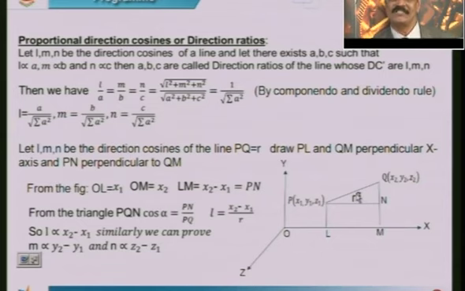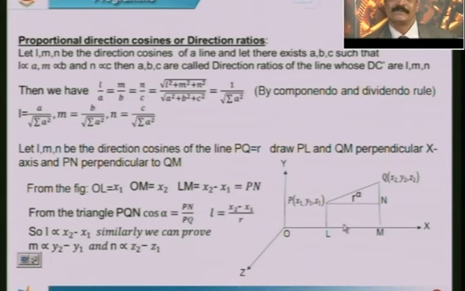Then you will be getting cos gamma equal to, exactly similar to this, z2 minus z1 by r. But cos gamma is n, therefore n is proportional to z2 minus z1. That proof is not given here, but that is more than sufficient. Once you prove l equal to x2 minus x1 by r, that is enough, the other two you can directly write.